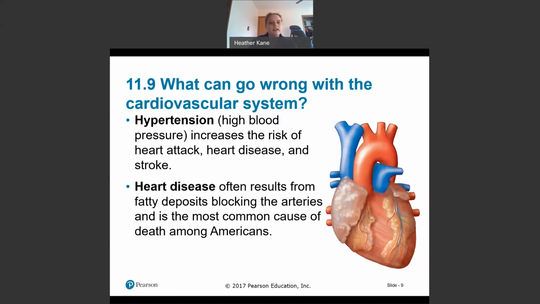Heart disease is another issue that can go wrong with this cardiovascular system. Heart disease is a generic term that is going to refer to some sort of blocking of the arteries. It can be caused by hypertension. It can be caused by many other issues as well, such as a genetic component or these fatty deposits. So it's often going to result from these fatty deposits, and these fatty deposits are going to block those arteries. And if those arteries get blocked, then the heart is not going to be able to work the way that it should. And this is, again, the most common cause of death among Americans.